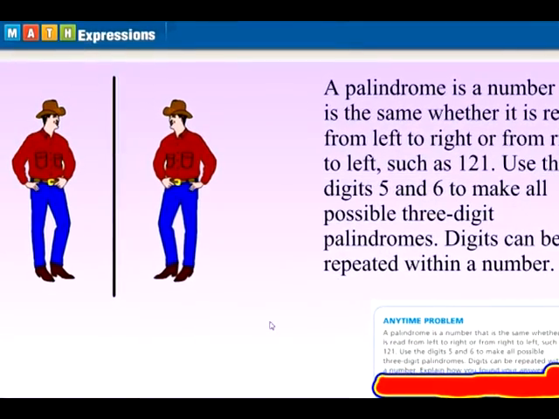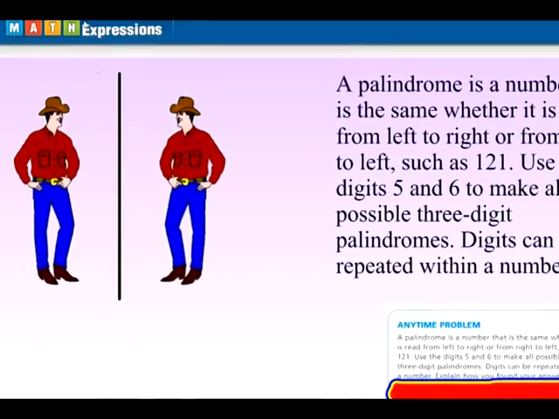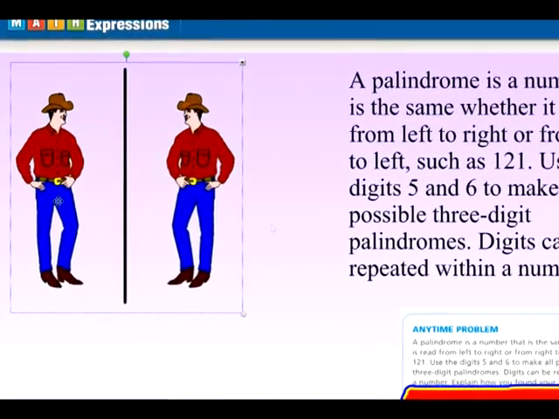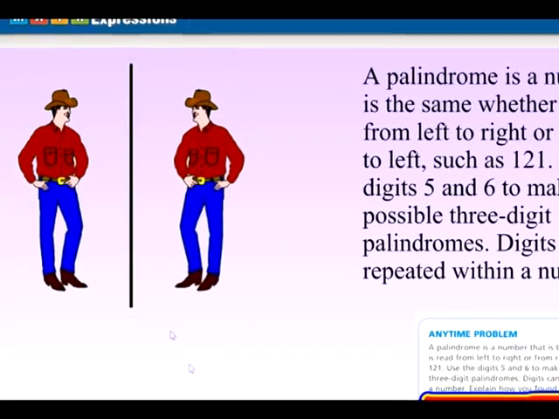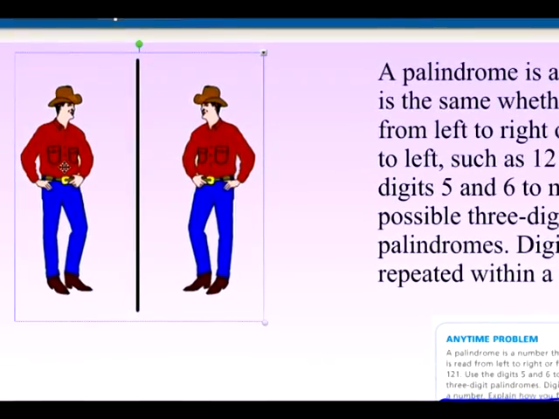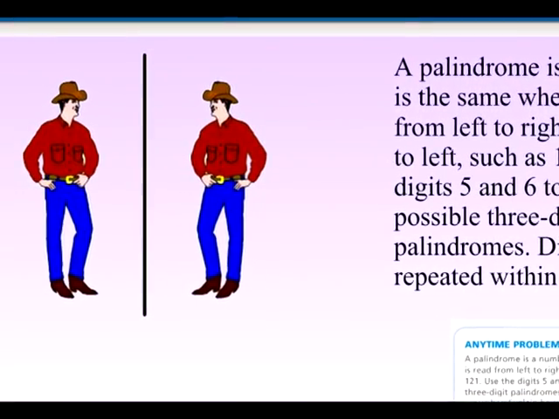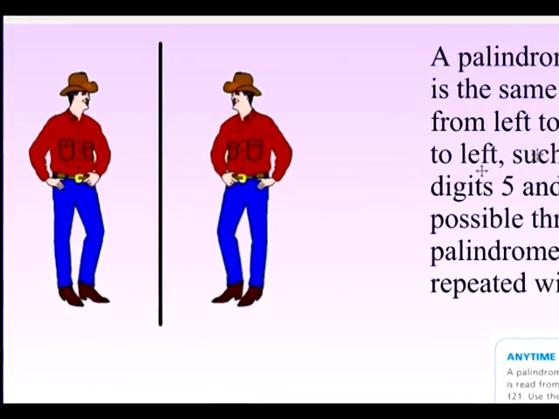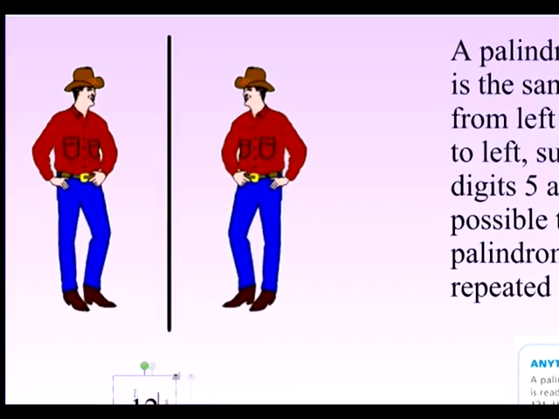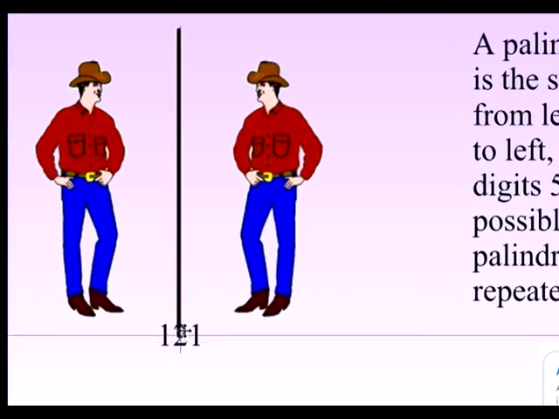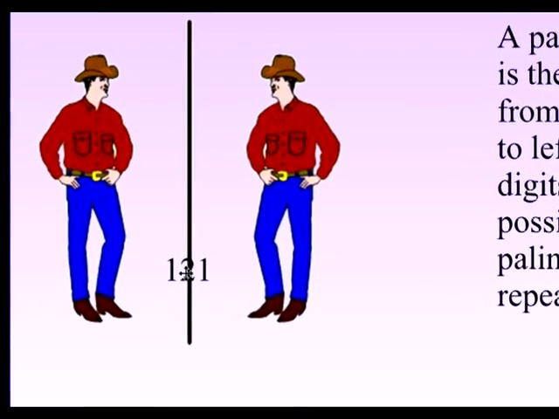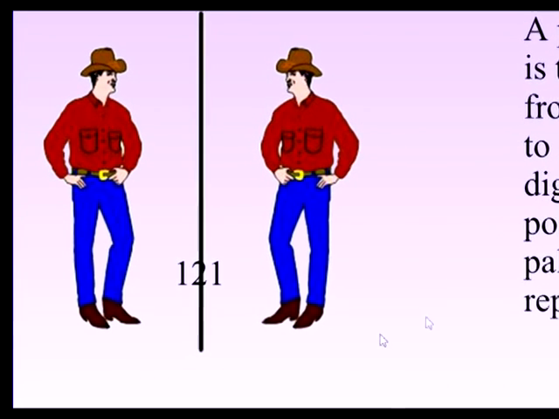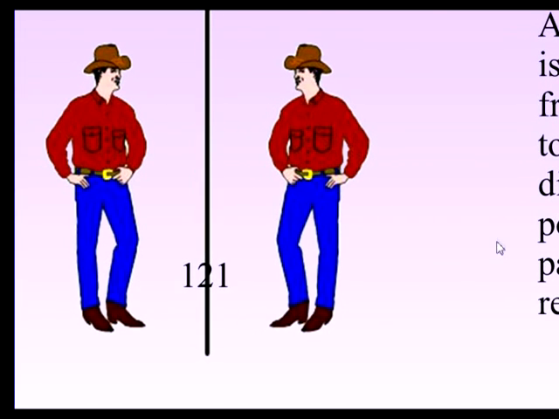Today's anytime problem is using a palindrome. A palindrome is kind of like looking at a mirror image of a number. So one side of the number is the same as the other side. If we type in 121, you would see that the 2 is right there in the middle, and 1 is on one side and 1 is on the other side. So we need to use the digits 5 and 6 to make all possible 3-digit palindromes.